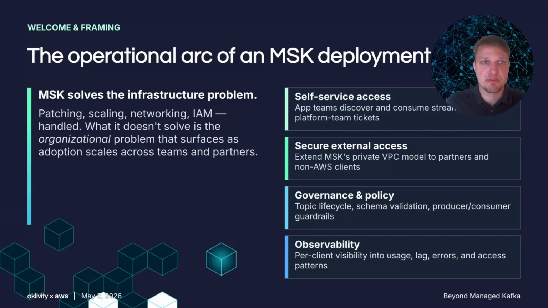As MSK adoption spreads across teams and partners, 4 new gaps surface. First, self-service access for application teams. Second, secure external access for partners and non-AWS clients. Third is governance and policy enforcement across topics, schemas, producers, and consumers. And then fourth is observability into who's consuming what. So most teams hit these 4 capabilities around the same time in their MSK journey. Usually it's somewhere between 10 and 20 consuming teams, or when the first external partner asks for Kafka data.